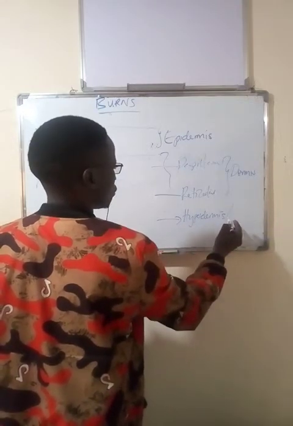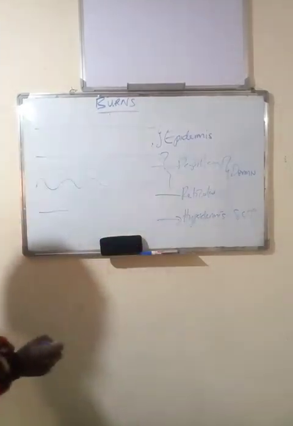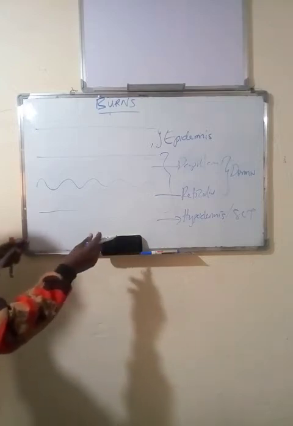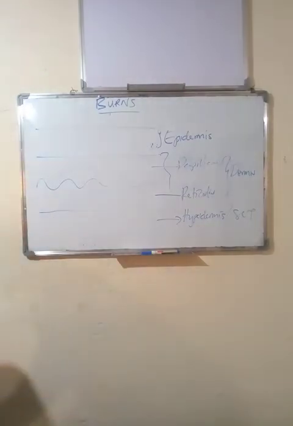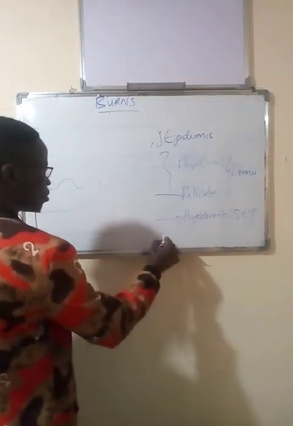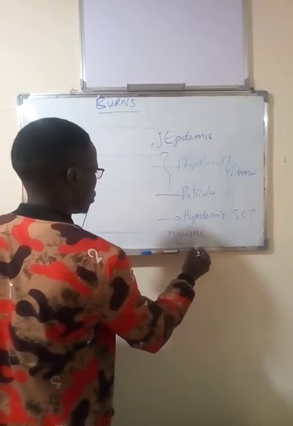Hypodermis, which is simply what? Subcutaneous tissue. Okay, subcutaneous tissue. And then after that, we're going to have muscle, right? After that, we're going to have things like muscle, and then bone, and so on.